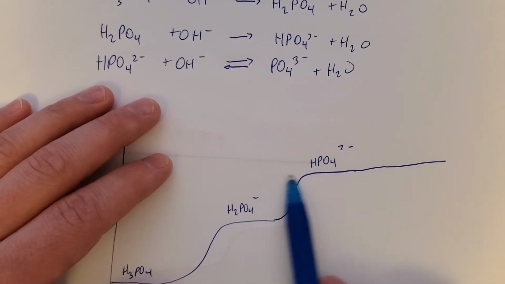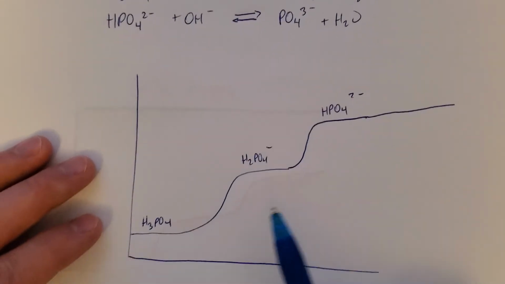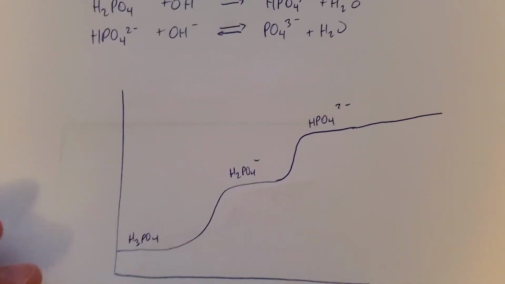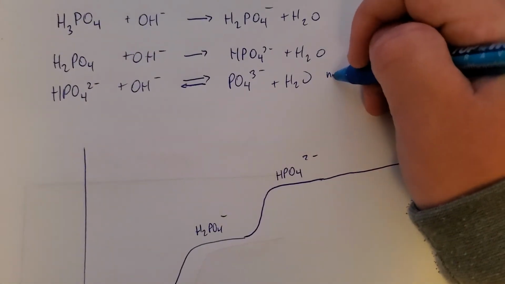You're in a buffer zone now. So you never get a nice third equivalence point. You only ever get 2. And I hope that makes a bit of sense. So not quantitative.